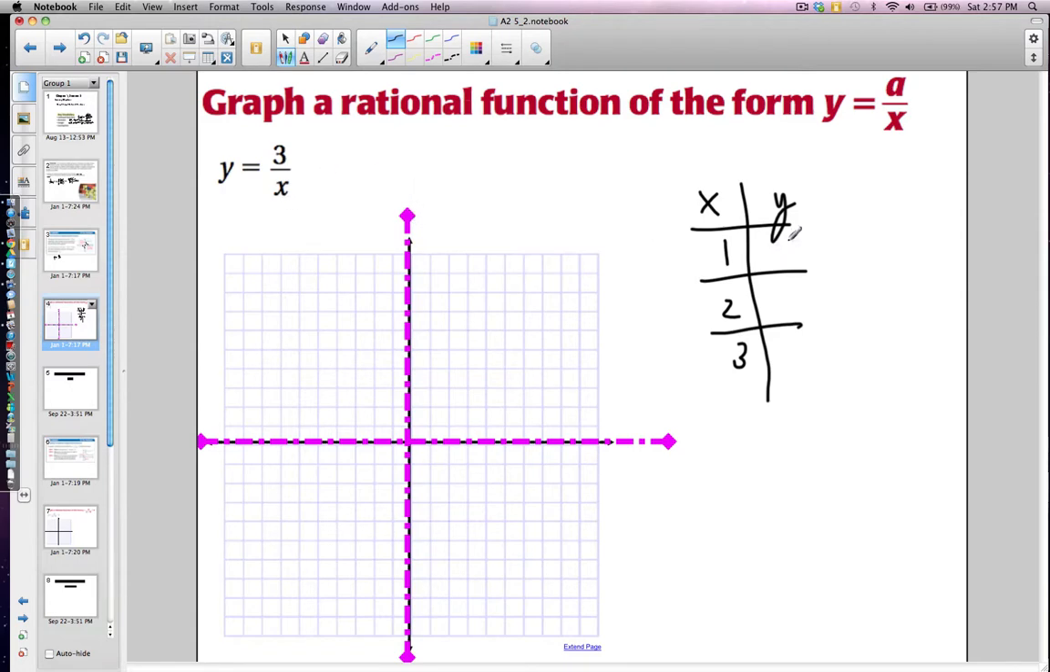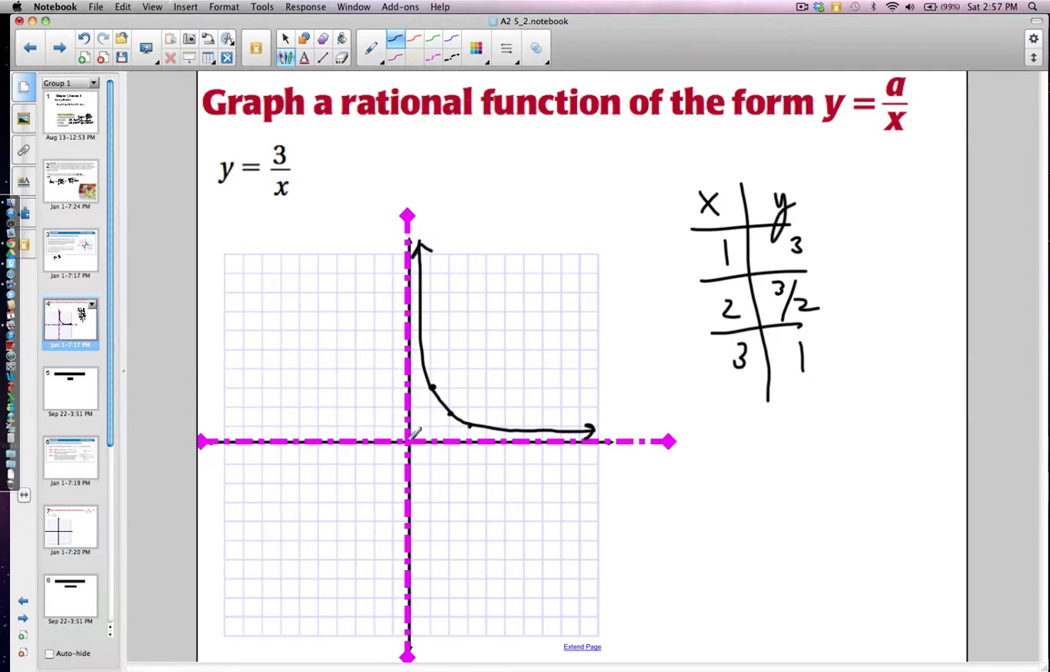Okay, so 3 divided by 1 is 3, 3 divided by 2 is 3 halves, and 3 divided by 3 is 1. So I'm going to go 1, 3, there's a point, 2, 1.5, 3, 1. And my branch is going to come in along one asymptote, go through my 3 points, and go out along the other asymptote. That's what it would look like.